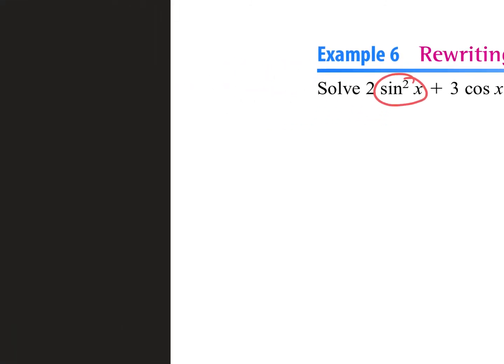So I'm going to use my trig identity. So I have sine squared plus cosine squared is equal to 1. I know I want to replace the sine squared x, so I need to get this to be sine squared is equal to, so I'm going to subtract cosine squared on both sides.